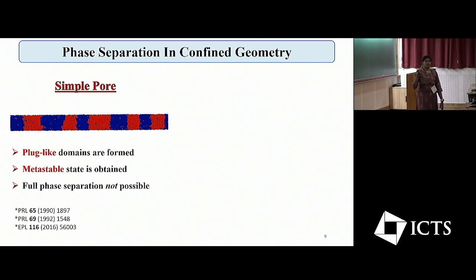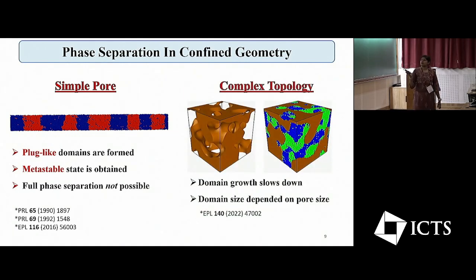So no matter how long we wait, the full phase separation is not possible. Then the next one is complex topology, where a bicontinuous porous structure is acting as a confinement for the binary liquid, which is not having any interaction with the confinement. Here also the domain growth slows down and the domain size is dependent on the pore size.